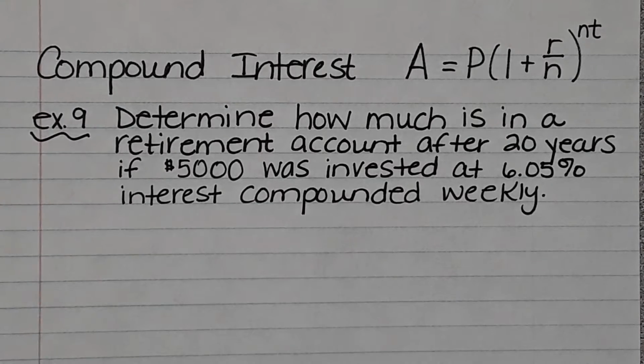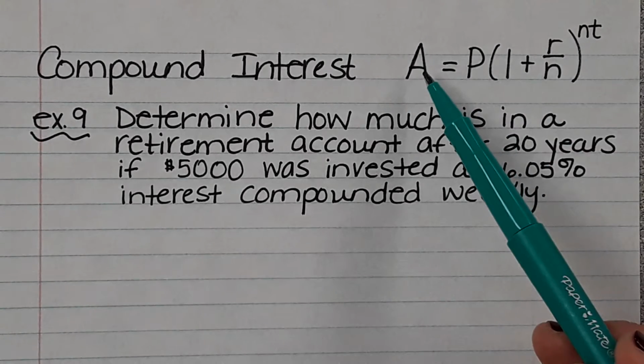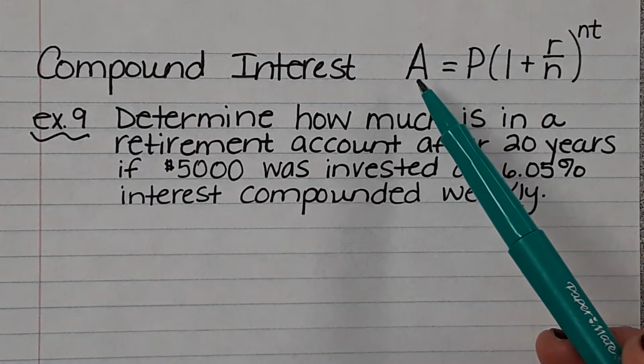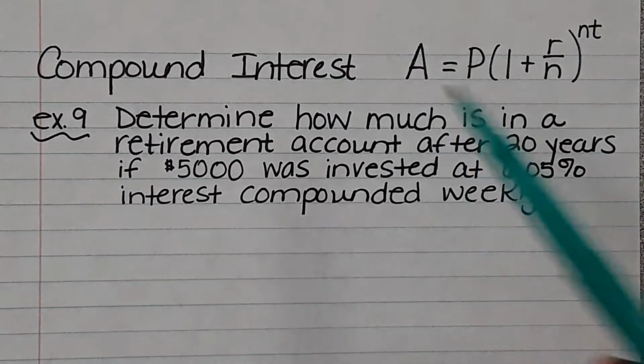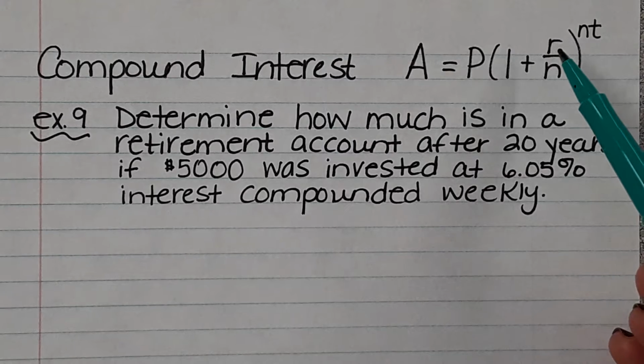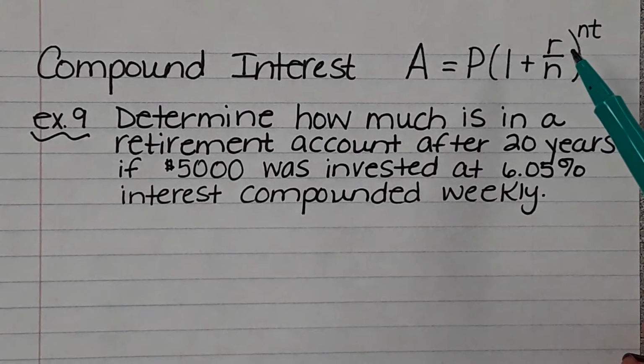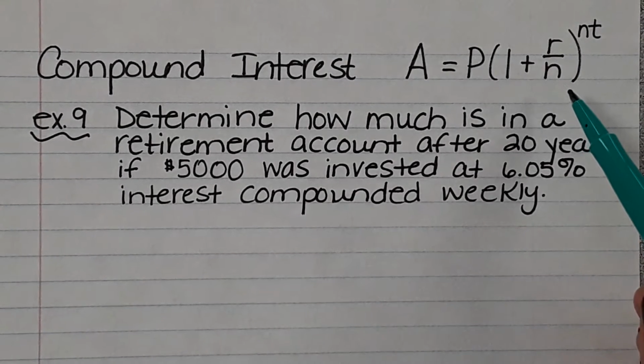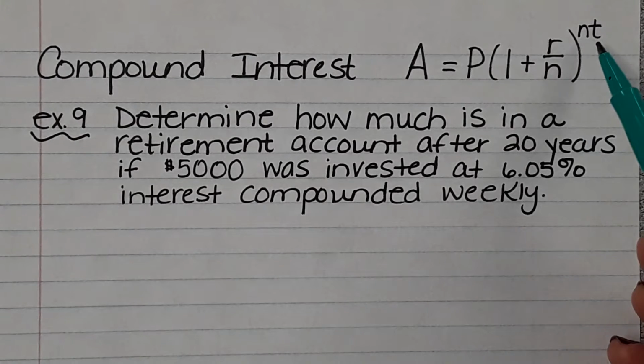This is what happens. A is how much is in the account after the 20 years. That's what A means. P is how much you put in, the principal, how much you put in at the initial start. R is the rate. What is the rate of interest that you're earning? N is how many times it's compounded. And T is how many years.